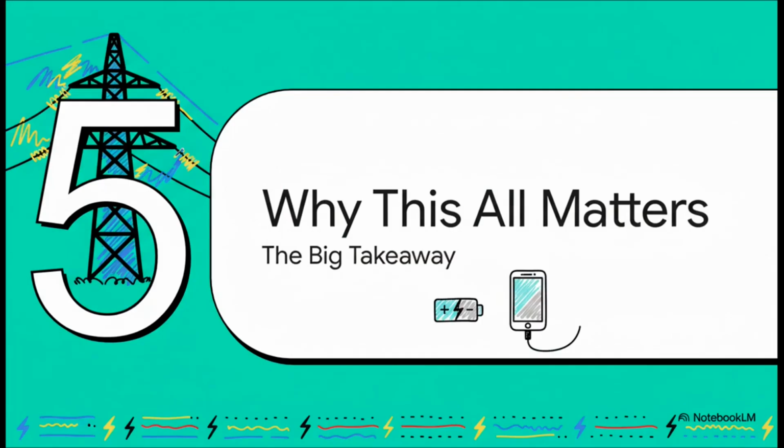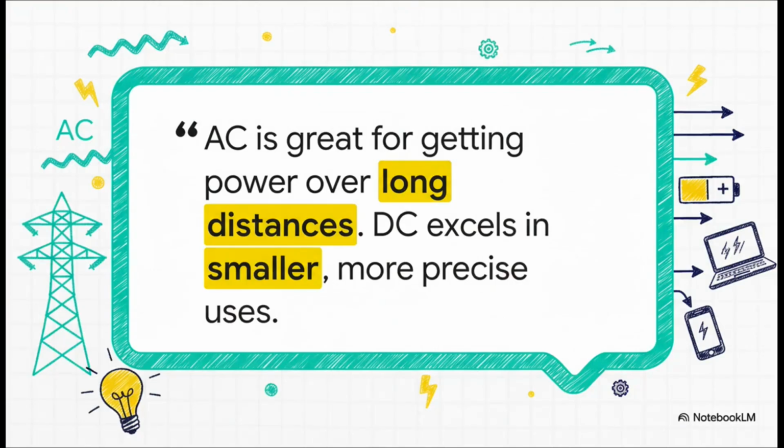Okay, so we've gone through voltage, current, AC, and DC, the whole shebang. But why does any of this matter? What's the big takeaway here? Really, it all boils down to this. AC and DC aren't enemies, they're partners.